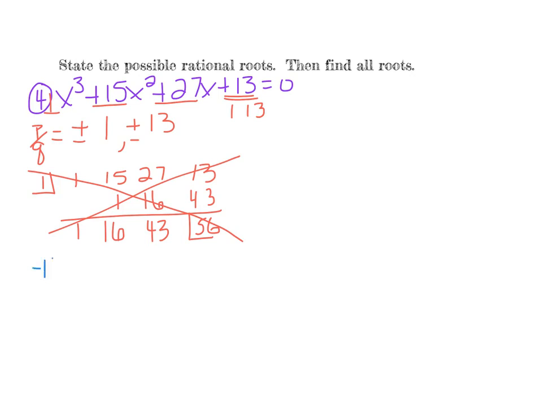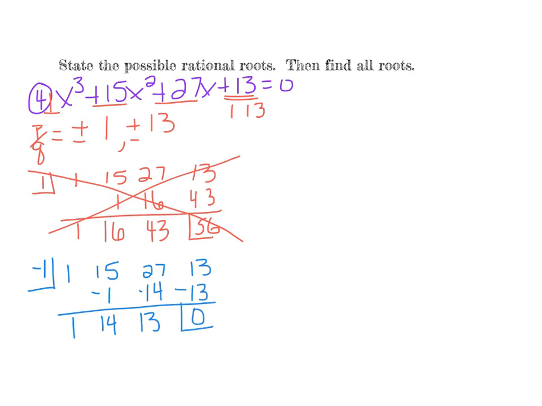So, let's go to the next best thing. Let's go to negative 1. Again, I'm using 1, 15, 27, 13. Bring down the 1. 1 times negative 1 is negative 1. Add to get 14. Times negative 1 is negative 14. Add to get 13. Negative 1 times 13 is negative 13. Add those and I get 0. So this one did work.